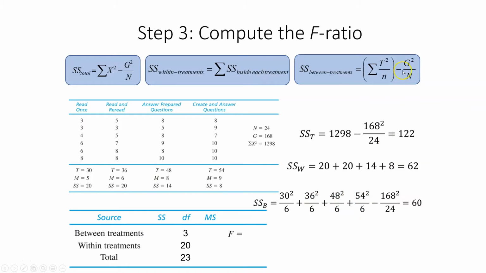And then finally we subtract G squared over n. This G is 168 squared over big N, 24, down here. If we carry all of this through, we get 60.